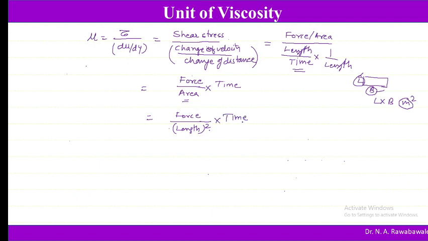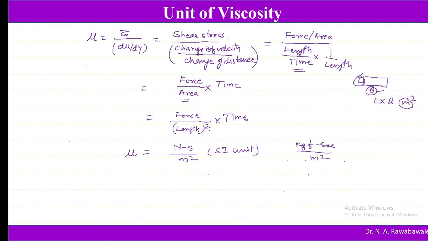Now in SI units, force unit is Newton, time unit is second, and length unit is meter square. Newton second per meter square is the unit for viscosity or coefficient of viscosity. So this is in SI unit. In MKS unit, the force unit is kg force, so it is kg force into second divided by meter square.